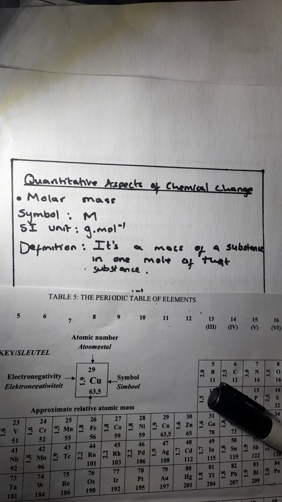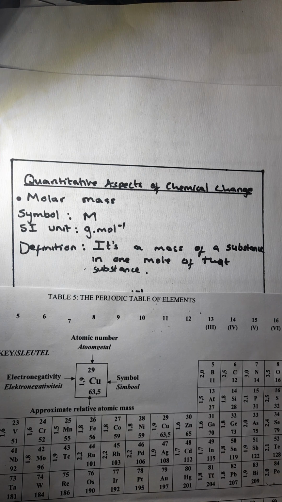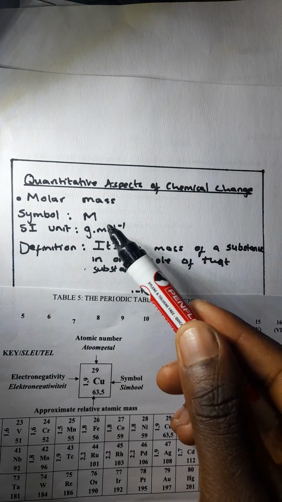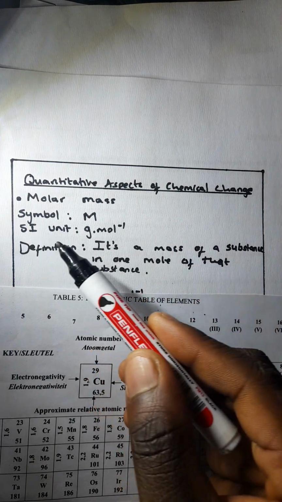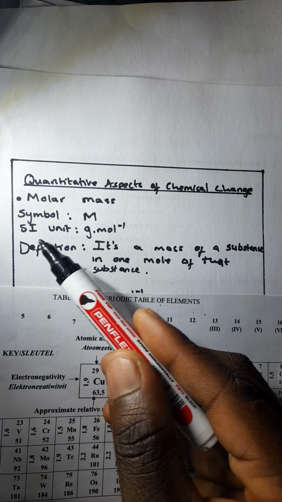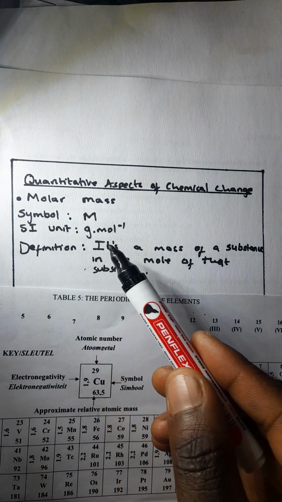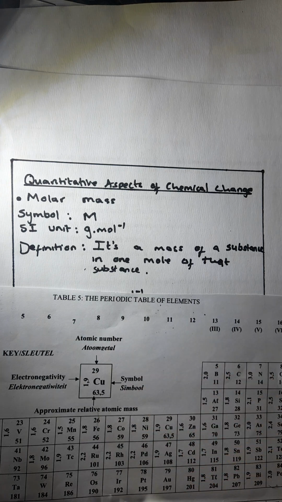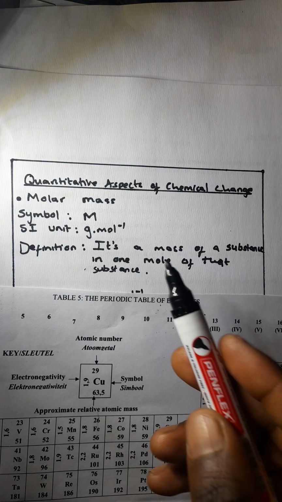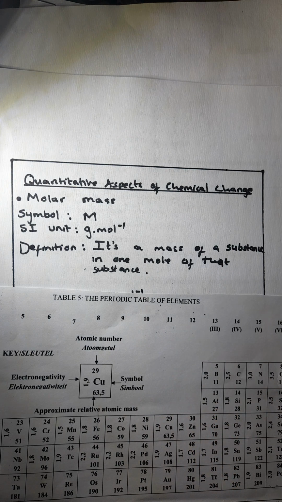Now, let's look at the topic that we're going to talk about today: the quantitative aspects of chemical change. We are going to be looking at the molar mass. The symbol that I've chosen there is capital M. The SI unit, the standard international unit, is grams per mole. When we define molar mass, we say it's the mass of a substance in 1 mole of that substance. So it's a mass in grams per mole.